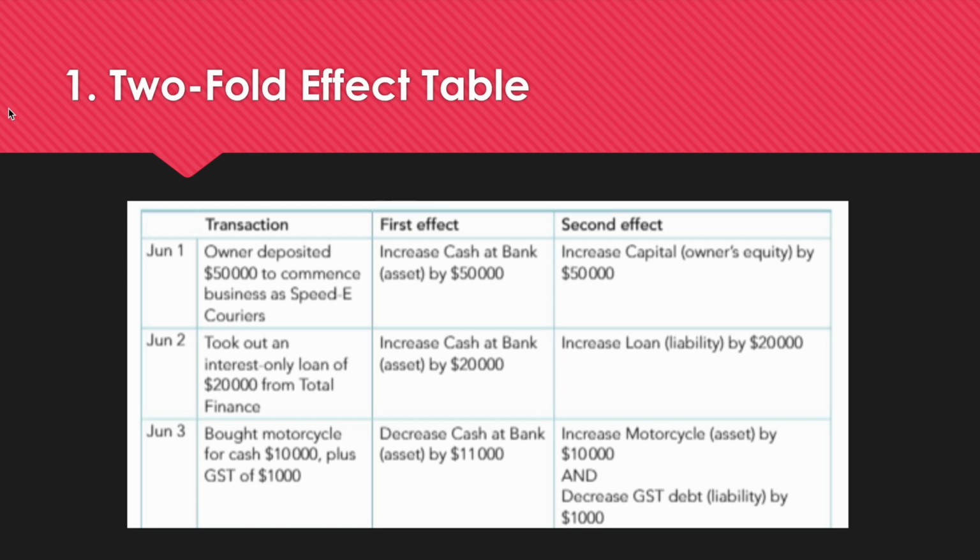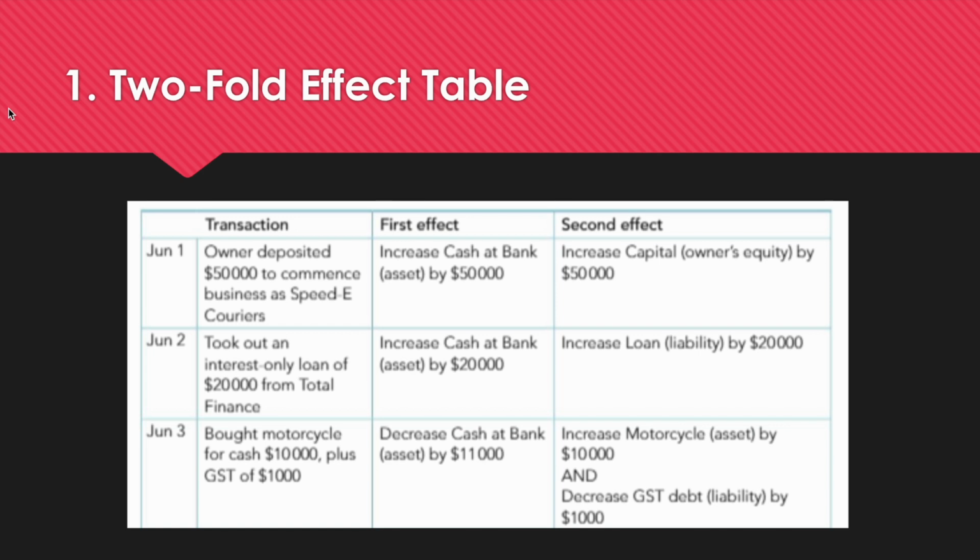So now let's look at a twofold effect table. So this is how a twofold effect table is. Now there's a transaction column, there's a first effect column, and a second effect column. So, given, if there's GST, of course, there's more than two effects. But, let's look at this example. So June 1st, the owner deposited 50K. So yeah, that's a form of capital, as we talked about before.